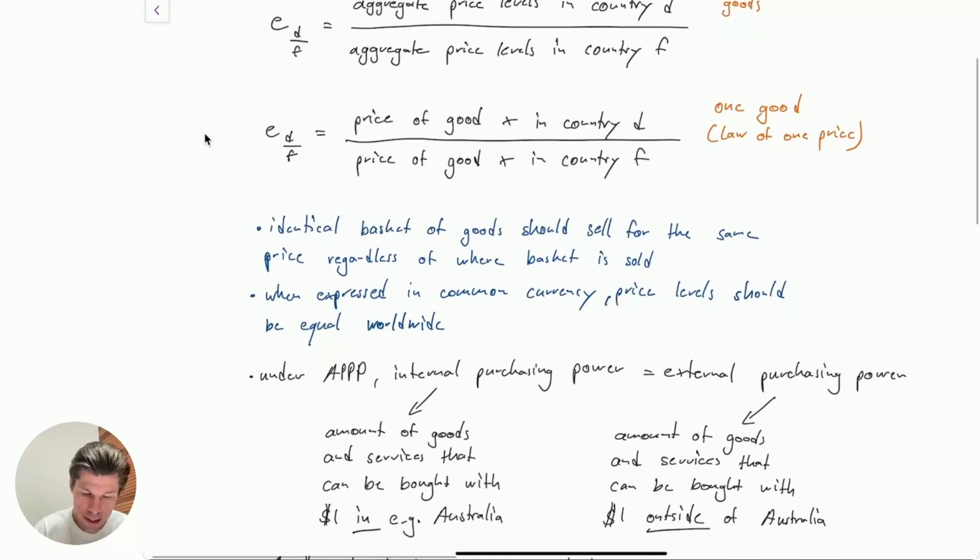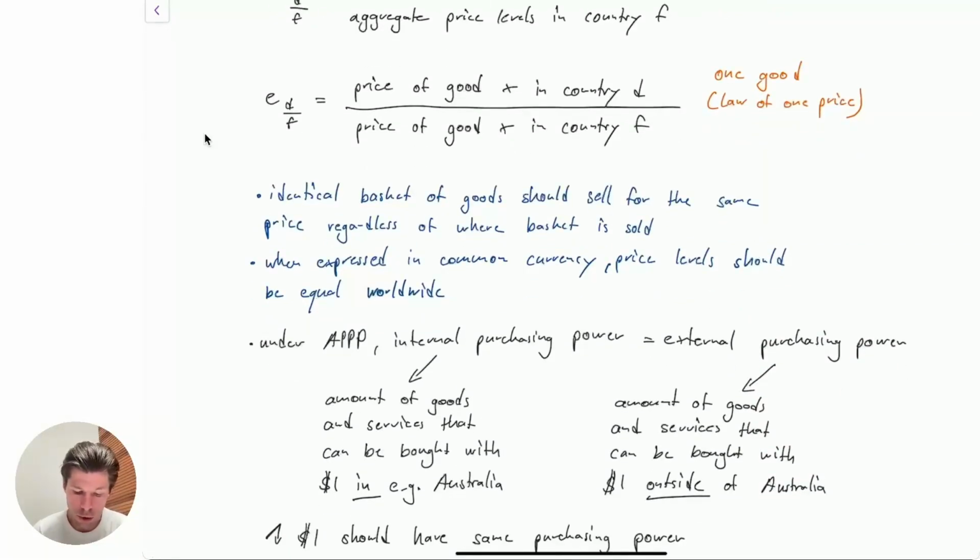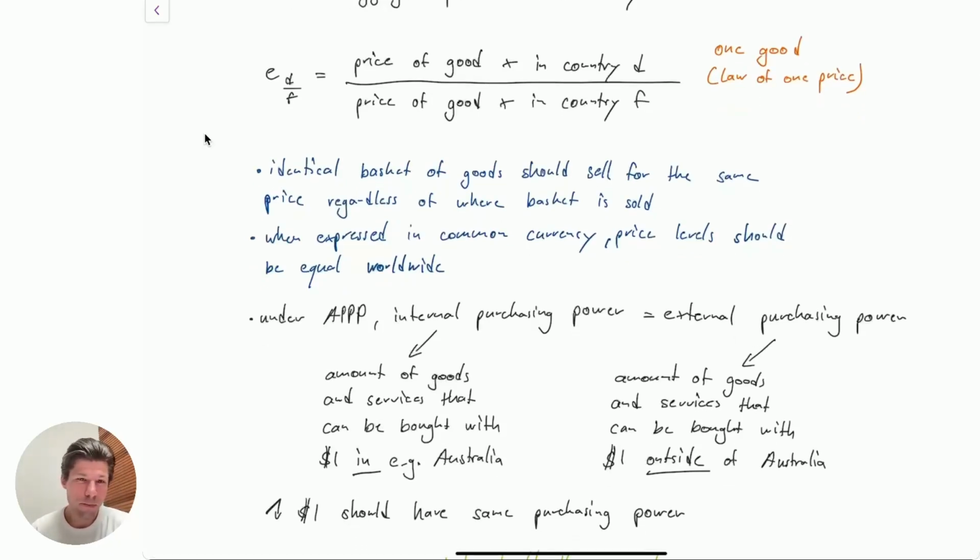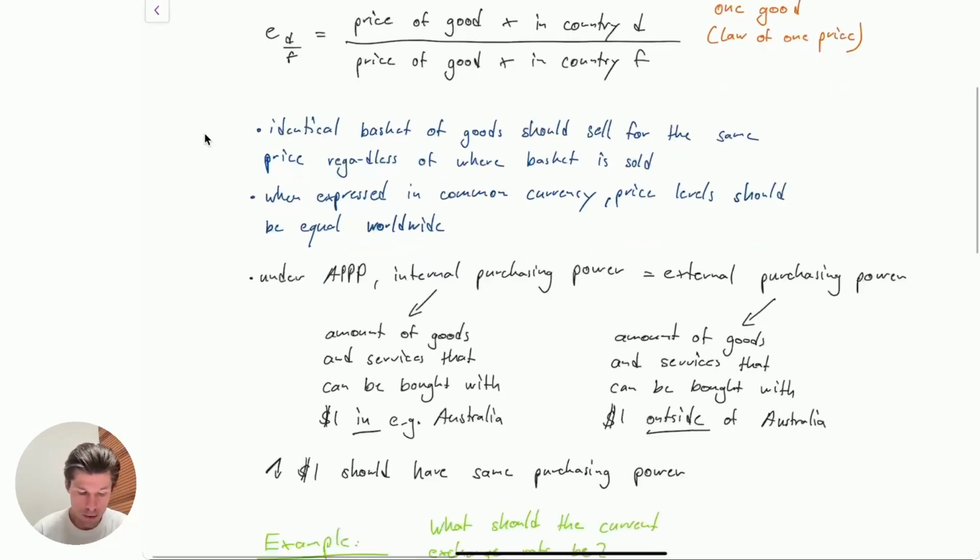So what it says is an identical basket of goods should sell for the same price regardless of where the basket is sold. When expressed in a common currency, the price levels should be equal worldwide. You know it's not the case if you buy a Big Mac in one country with your home currency after you have exchanged your money in your holiday destination, or buy an iPhone. It's not the same because of transportation, tariffs, trade barriers. So it's not the case in practice, but theoretically, to get an identification and for some calculation purposes, we can make use of these parity conditions.